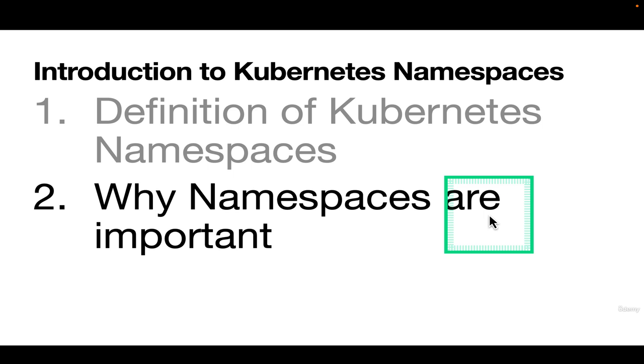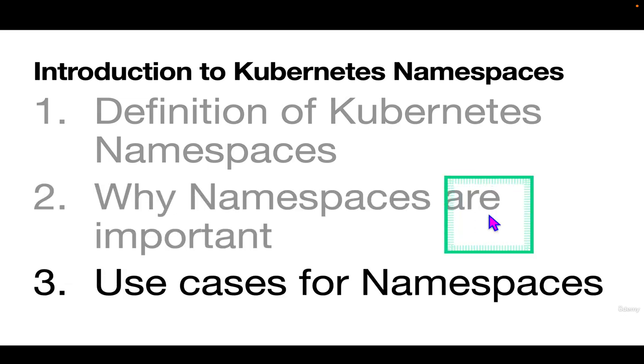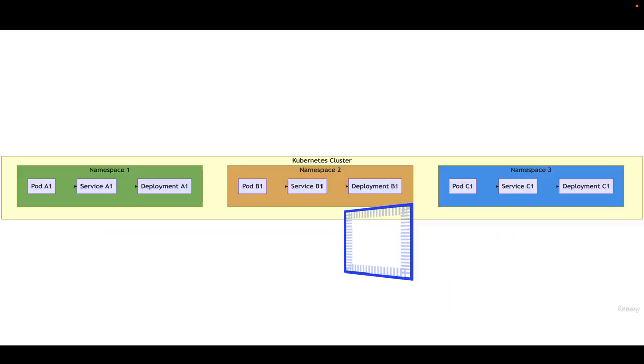Namespaces play a crucial role in organizing and managing a Kubernetes cluster, particularly in multi-tenant environments where isolation and resource management are essential. Use cases for namespaces include multi-tenant cluster management, resource allocation and quota enforcement, and separating environments like development, staging, and production.